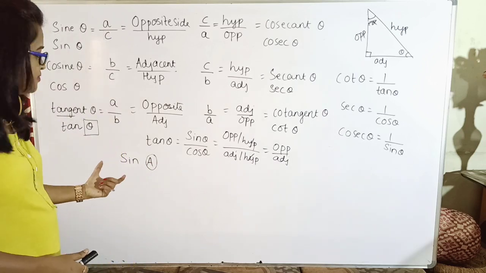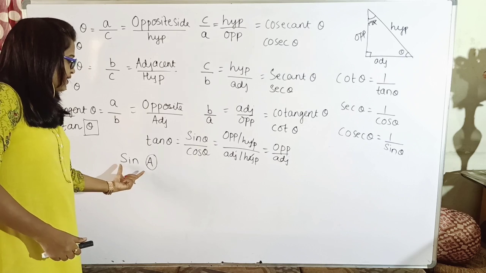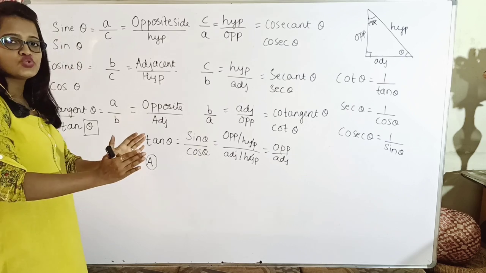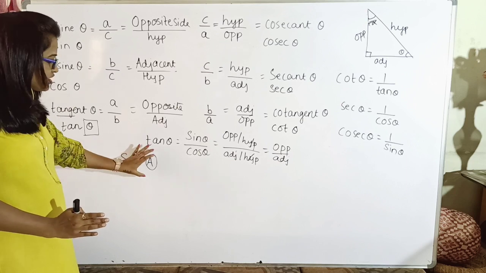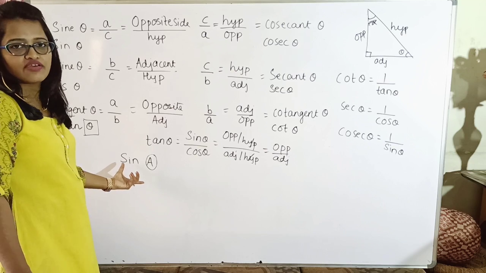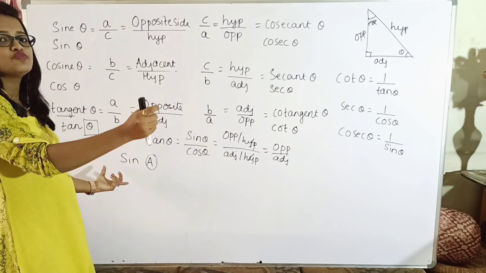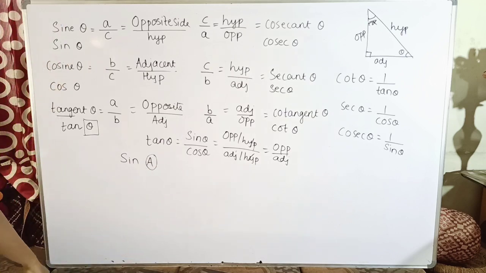Yes. So what does it mean? When I'm writing sine A, it doesn't mean I'm multiplying sine with A. Sine A together is one word. Without the angle, this will not have any value. Just sine does not have any value. Sine A means with respect to A, I am going to find the opposite side and the hypotenuse.